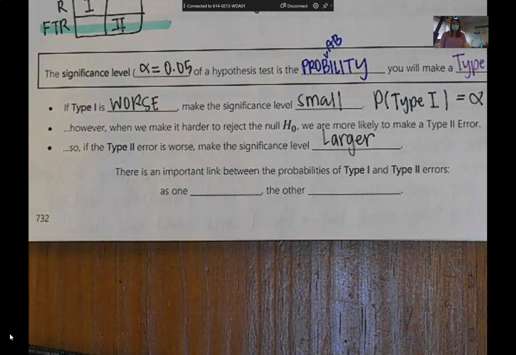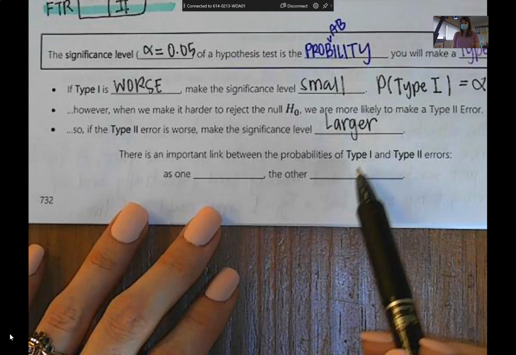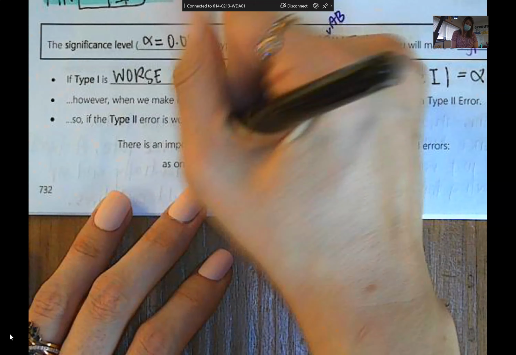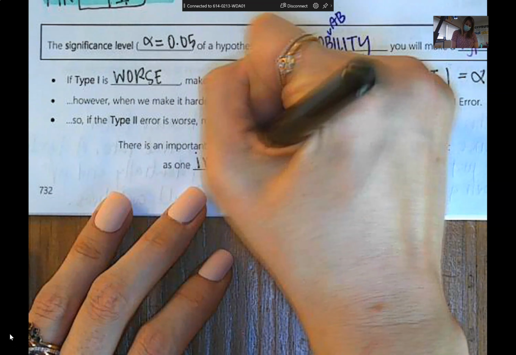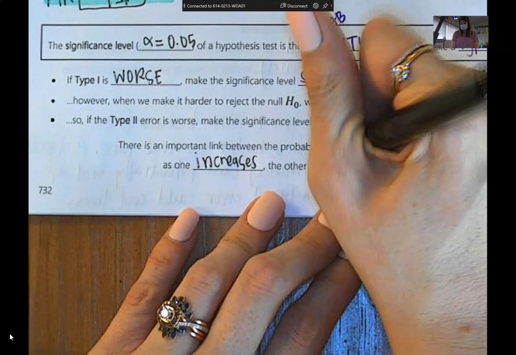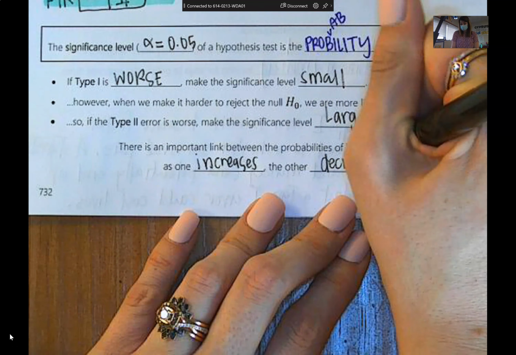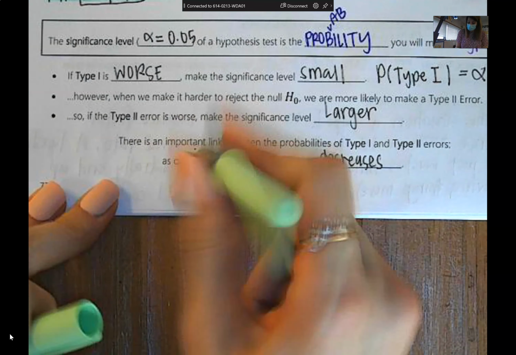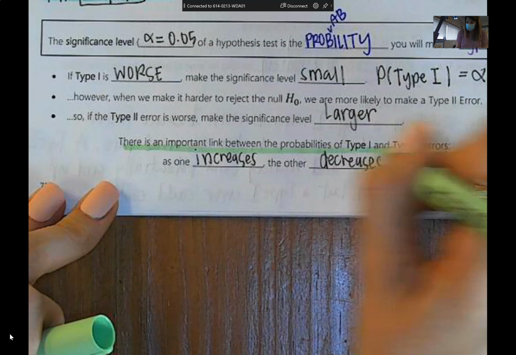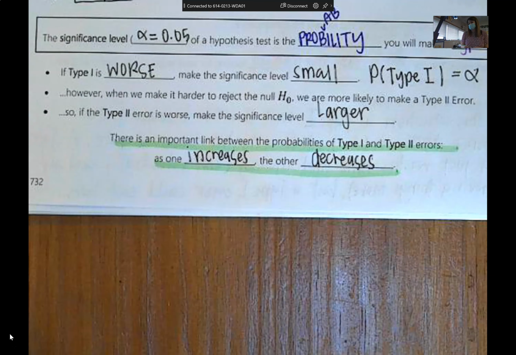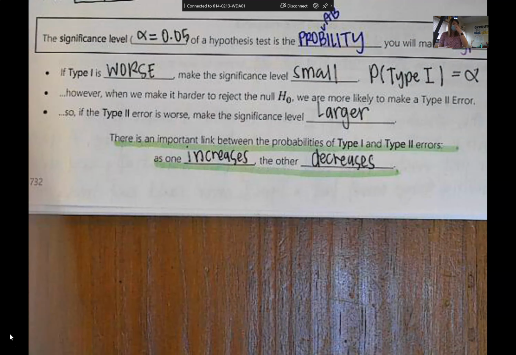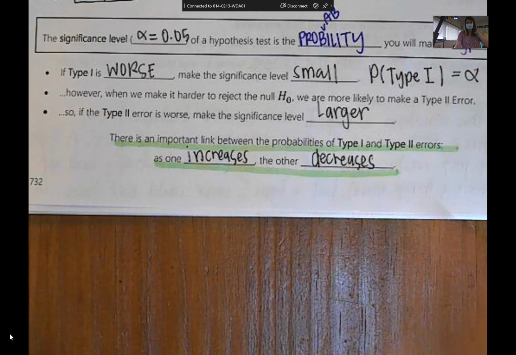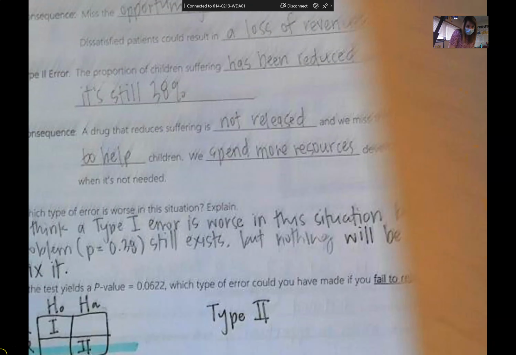So there is an important link between the probabilities of type 1 and type 2 errors. As one increases, the other one decreases. You have to know that they're inversely related. If you increase one, you decrease the other, and vice versa. Okay, that's it for that little section.